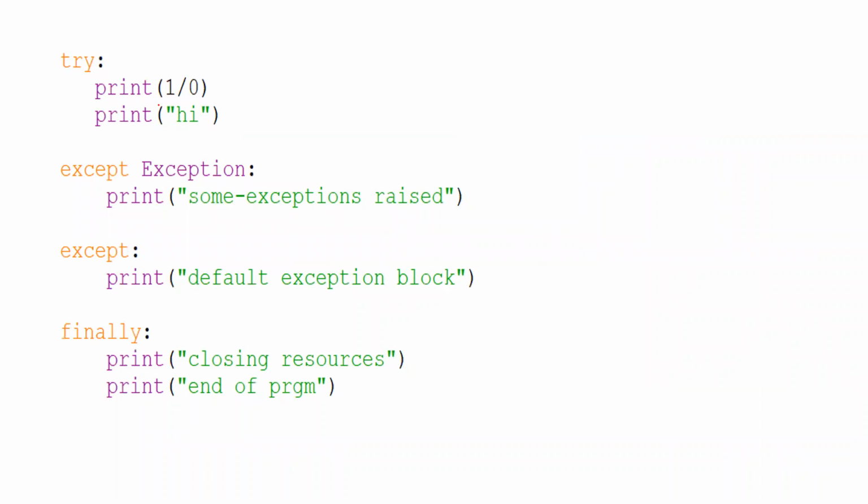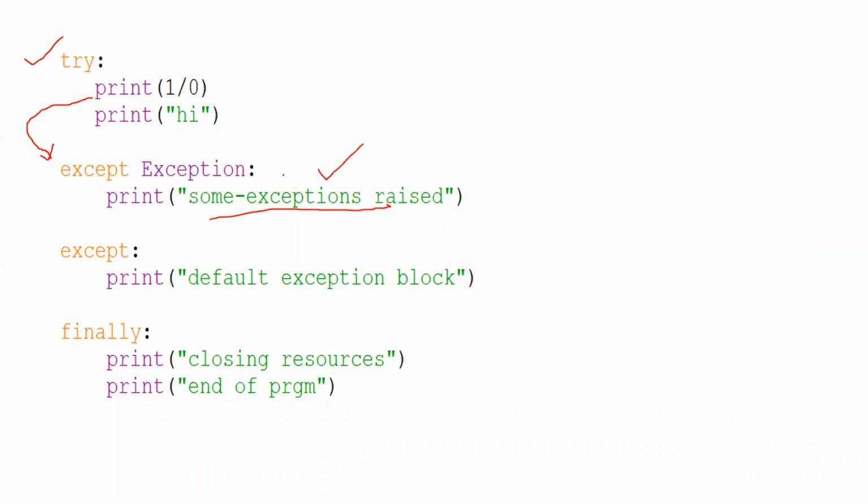Now see this example. This is related to exception handling, built-in exception handling. See, this code will be executed first. Print 1 by 0, which means you will get an exception called zero division exception. So is there any except block? Yes, except block is provided. So this will be printed.